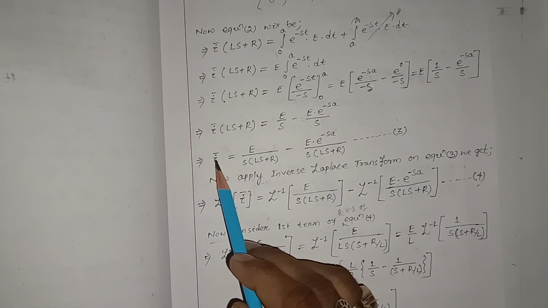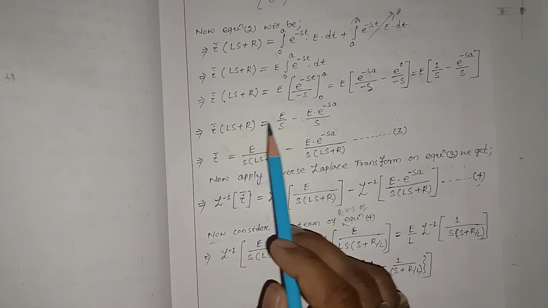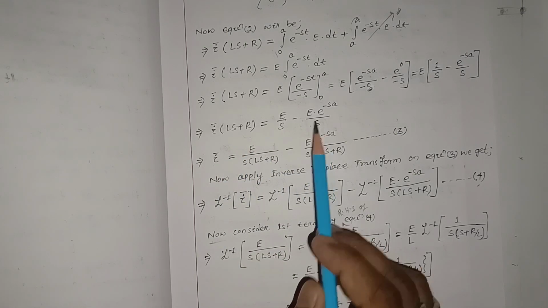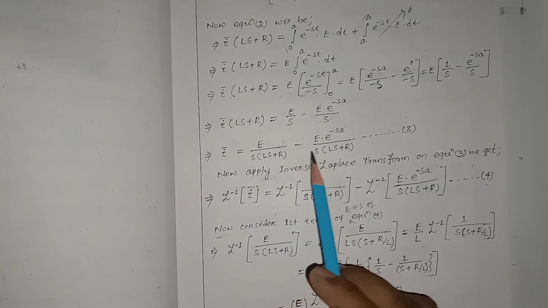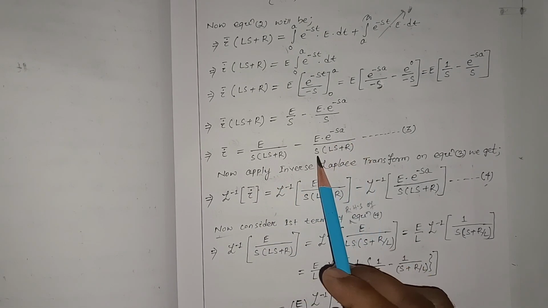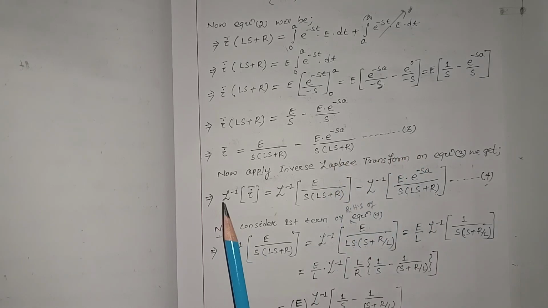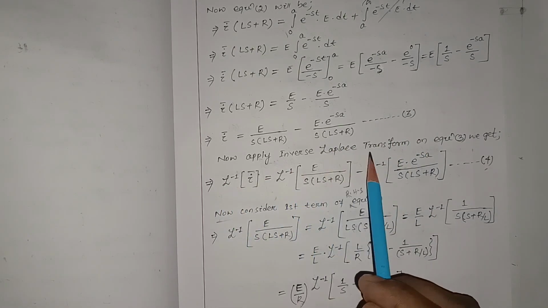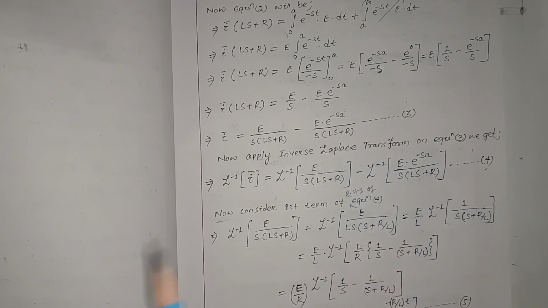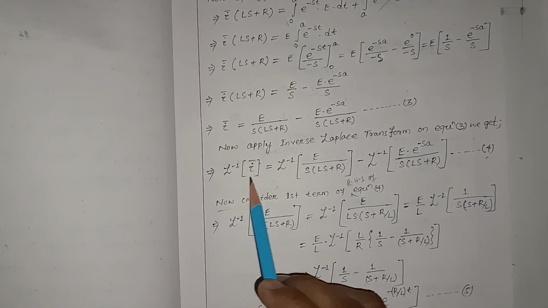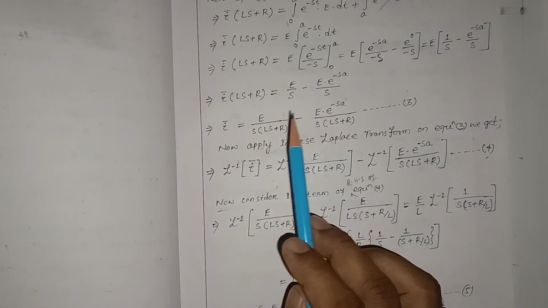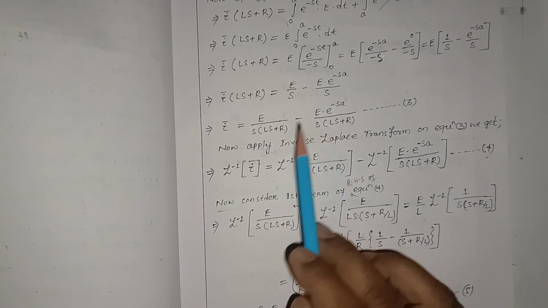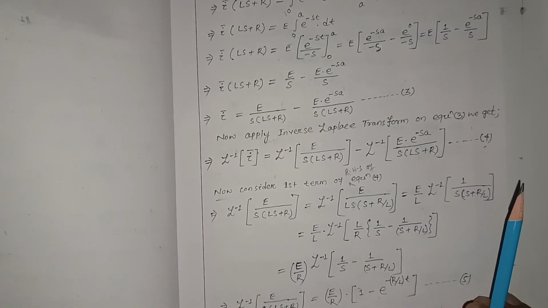That implies I bar equals this term divided by this term. We found E by s into Ls plus R, minus E into e to the minus sa by s into Ls plus R. Let this be your equation number 3. Now we are going to apply the inverse Laplace transform on equation number 3, we get, here the inverse Laplace transform will be applied on this side, and also will be applied on these two terms, this one and this one.